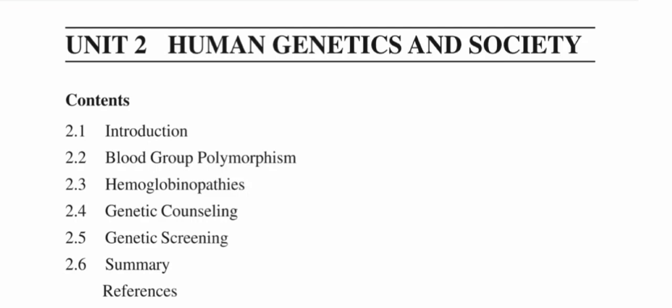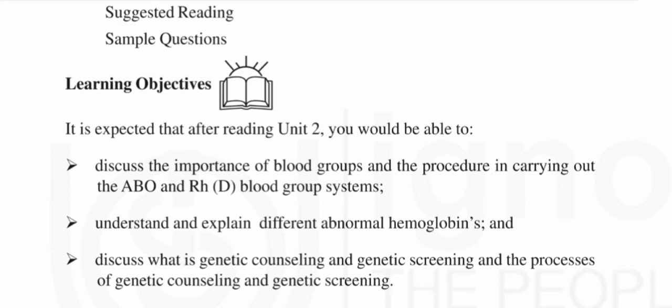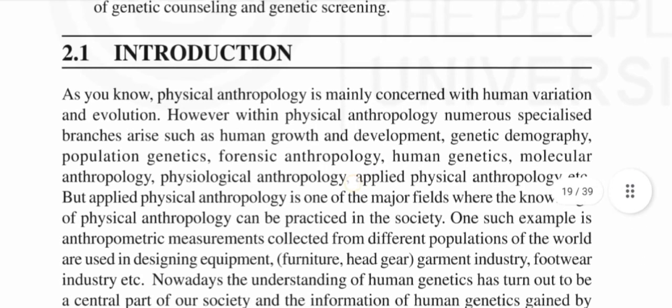Contents are introduction part, blood group polymorphism part, hemoglobinopathies, genetic counseling, genetic screening, at the last summary. Learning objectives are: it is expected that after reading Unit 2, you will be able to discuss the importance of blood groups and the procedure in carrying out the ABO and RH-D blood group system. Understand and explain different abnormal hemoglobins and discuss what is genetic counseling and genetic screening and the process of genetic counseling and genetic screening.